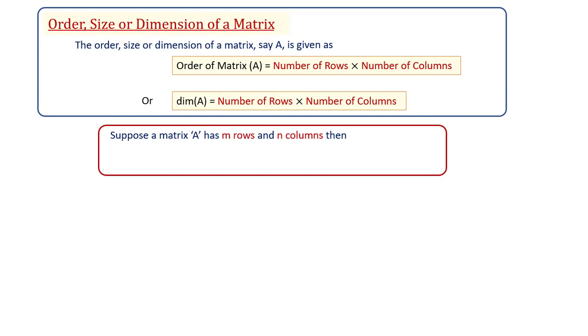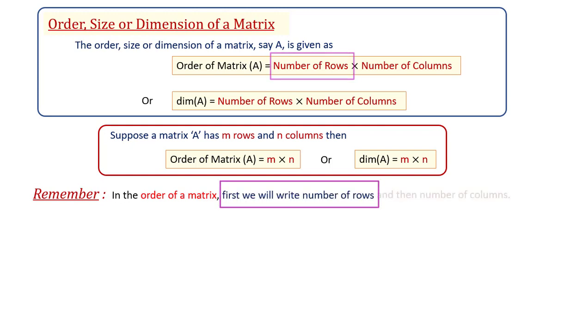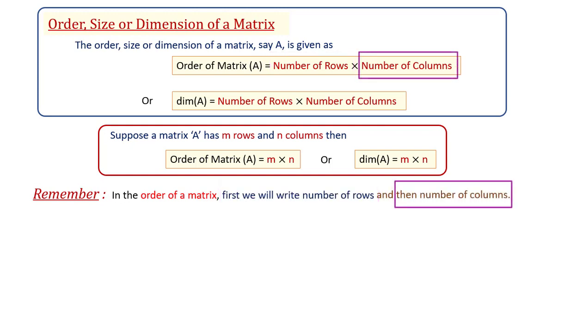Suppose a matrix A has m rows and n columns, then here, it should be remembered that when we write the order of a matrix, first we write the number of rows and then the number of columns.